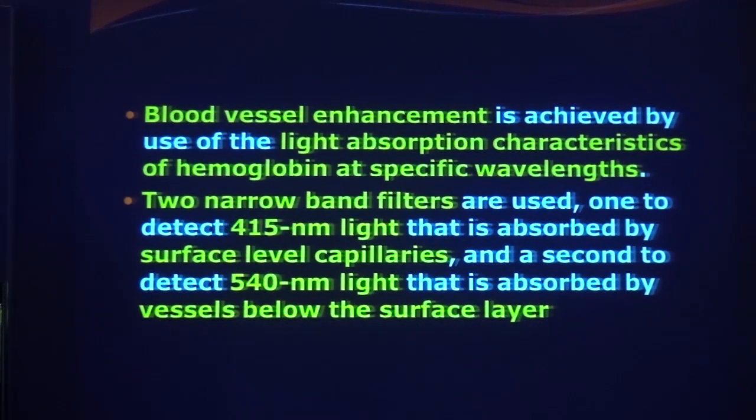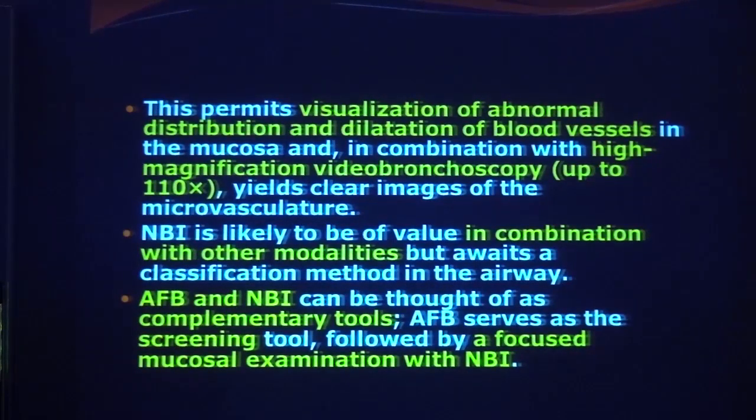They choose two narrowband filters. One is 415 and the other is 540 to assess the mucosa, the epithelium, and the blood vessels. So visualization of abnormal distribution and dilatation of blood vessels in the mucosa, in combination with high magnification, will yield more accurate images of the microvasculature, and combination with other modalities is a must. So in the era of NBI, you should combine it with autofluorescence. They are complementary to each other.